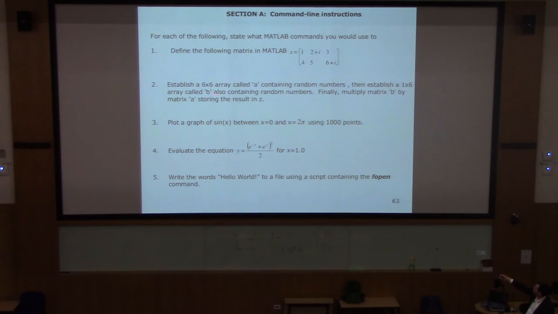Define an array of random numbers, 6 by 6, using the rand command, 1 by 6, then multiply it, just a multiply operation. So these are like one or two line answers. Plot a graph of sine between 0 and 2 pi with 1,000 points.